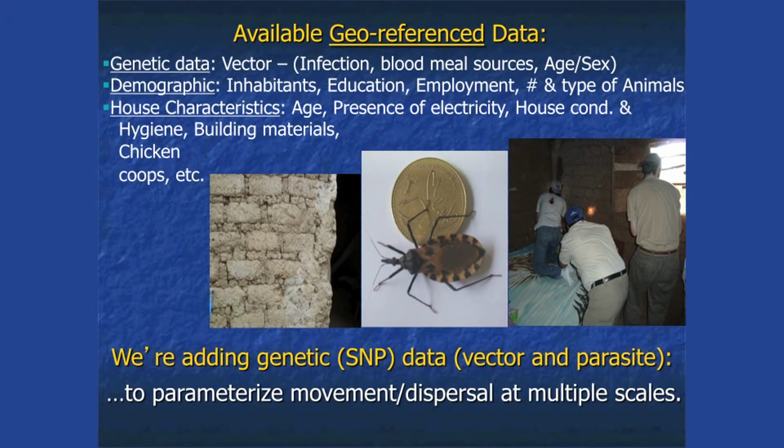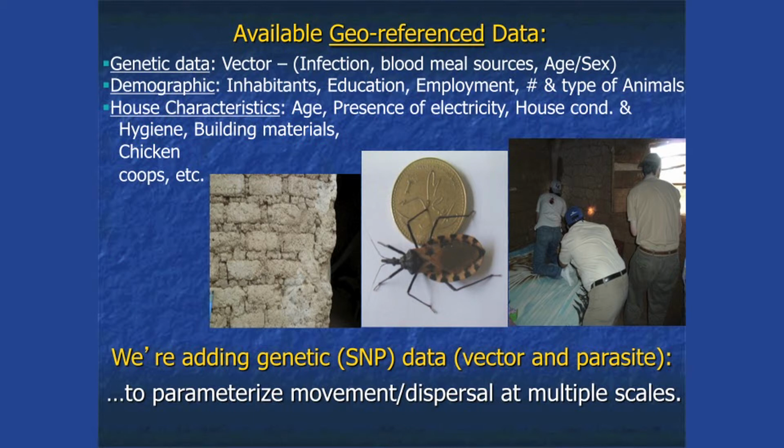Now I'm just going to talk a little bit about the data set. You're going to see why it's beautiful. It's already a 15-year data set, mostly due to our collaborators in Guatemala. Everything's geo-referenced. We have genetic data already in the Specify 6 database. That particular bug in the middle is the vector. It actually carries a parasite.